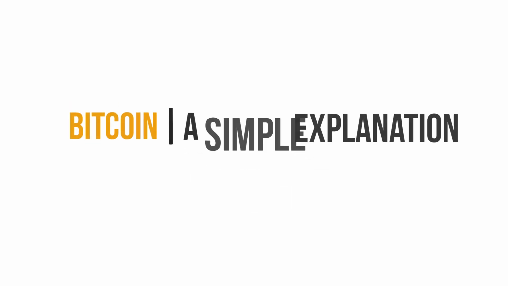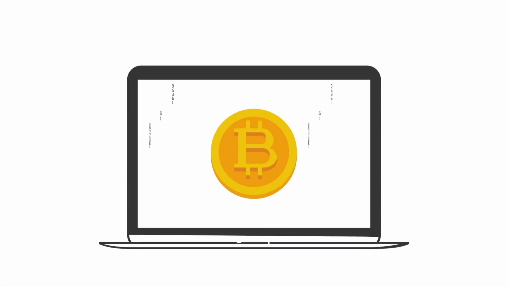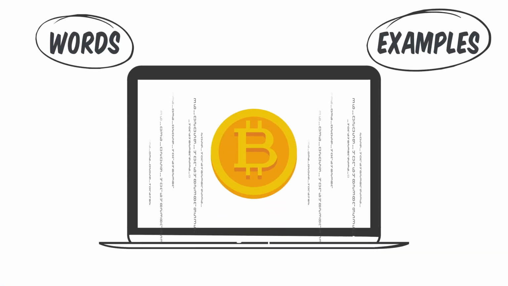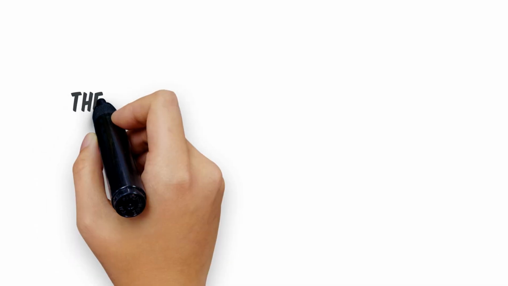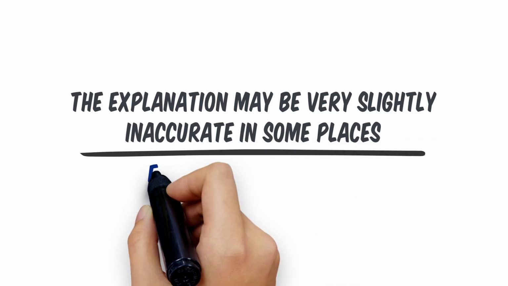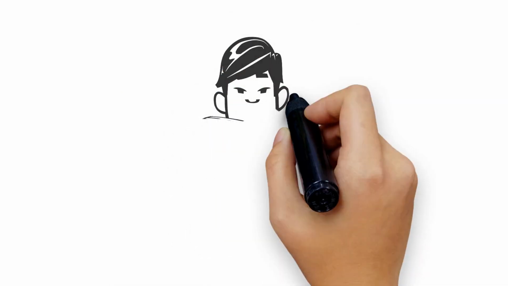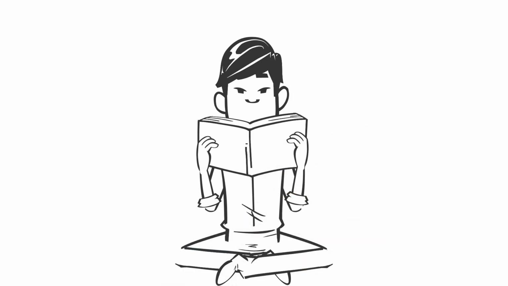Bitcoin. A simple explanation. Part 1. How does Bitcoin work? This video will try to explain Bitcoin using words and examples, which are easy to understand. To achieve this, the explanation may be very slightly inaccurate in some places. However, this will make it easier to understand. By the end of this video, you will hopefully have a better understanding of Bitcoin.